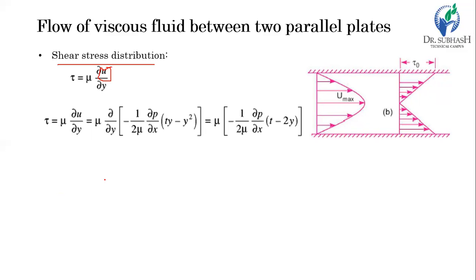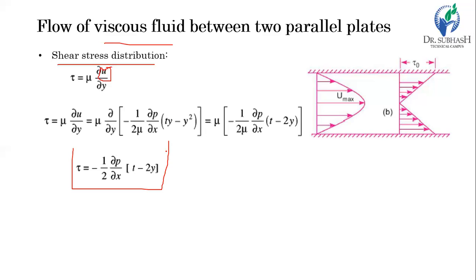along the whole cross section area between two parallel plates, which is tau equal to 1 upon 2, del p by del x, into (t minus 2y). So this is the governing equation, or you can say the shear stress distribution between two parallel plates when the viscous fluid is flowing between two plates.